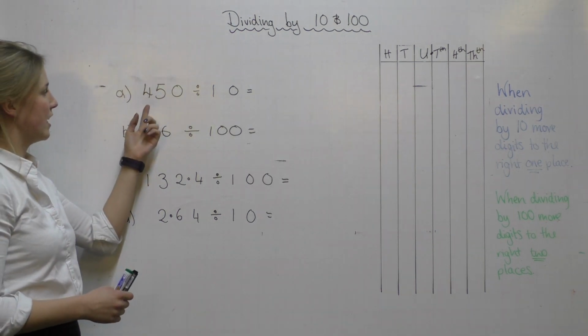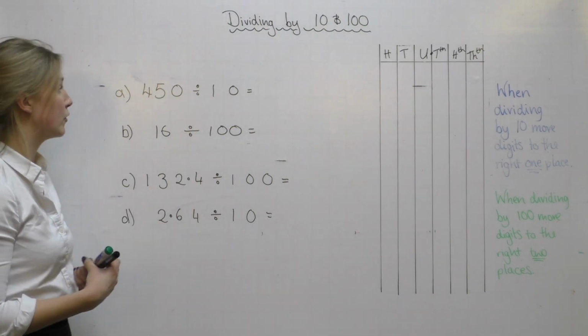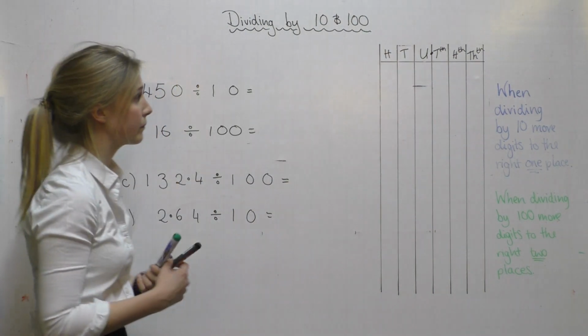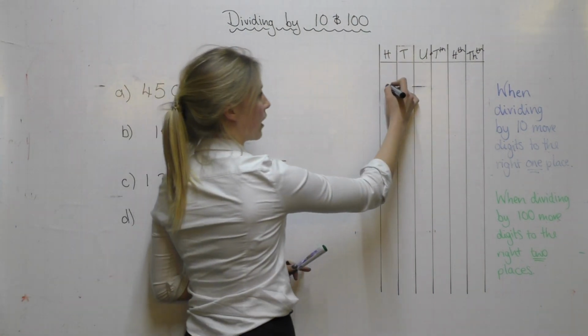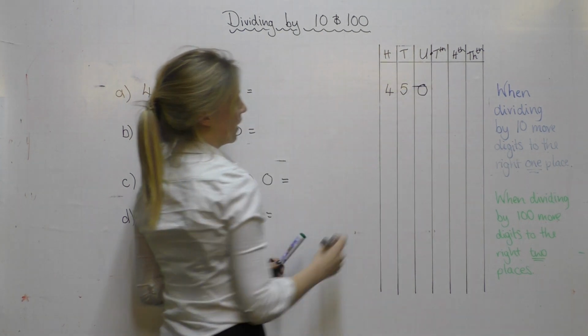Our first question is 450 divided by 10. So just like before, we're going to put 450 into our place value table. So that means it has 4 hundreds, 5 tens and 0 units.